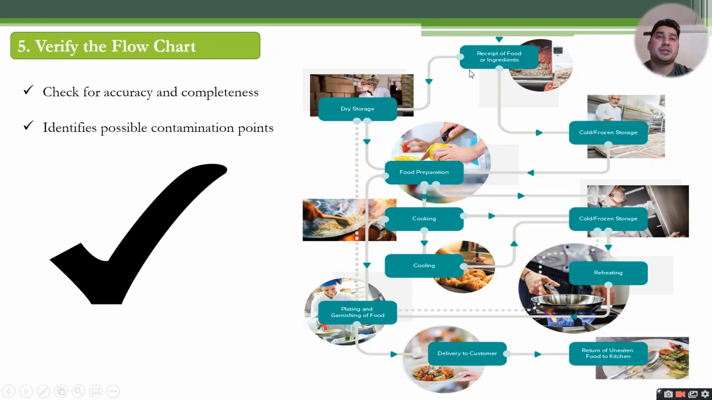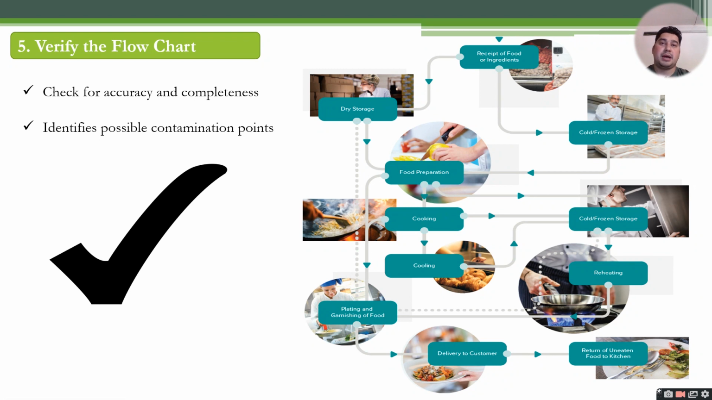So first, we can start from here. The receipt of foods and ingredients, then cold frozen storage, or it could go to dry storage, then it will go to food preparation. If it is cold frozen storage, then it can go to reheating, then plating, garnishing of food, then delivery to customer, and return of uneaten food to kitchen.